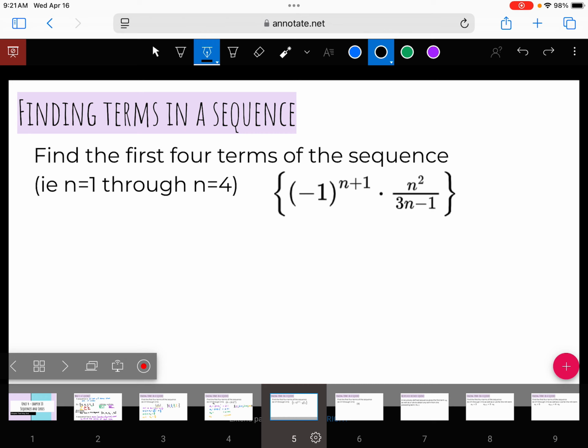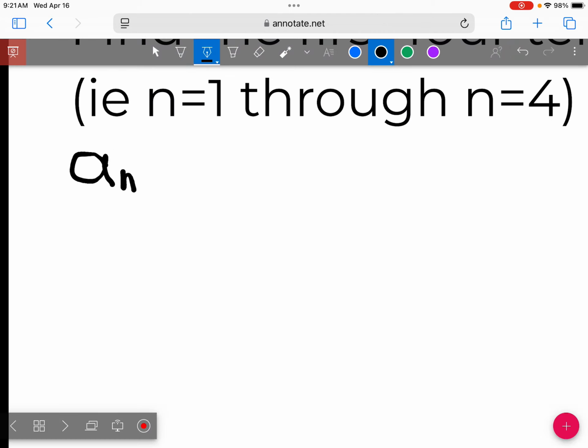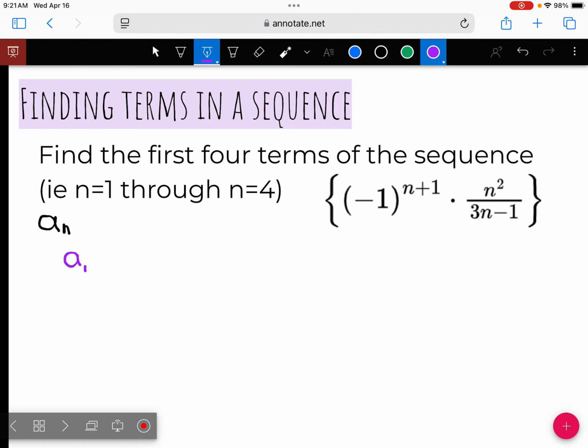So sometimes they get a little complicated, but we can still do this. It's still doing the same thing. We're still going to find our a sub n. So we're going to start by finding a sub 1. We've got our set here. This is our new sequence. We've got -1 to the n plus 1 times n squared over 3n minus 1. I told you we're going to do another one. Here's another one.